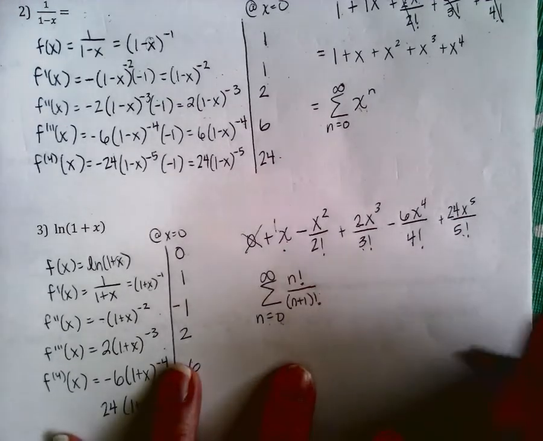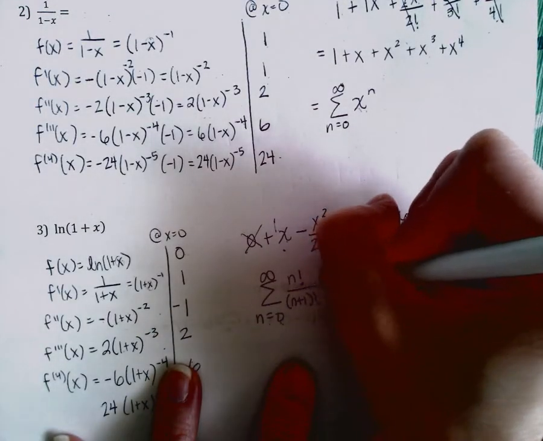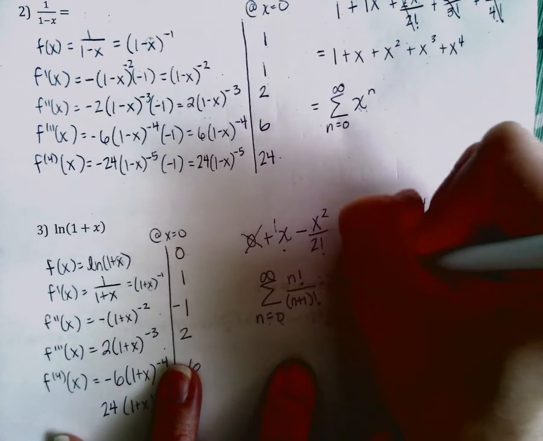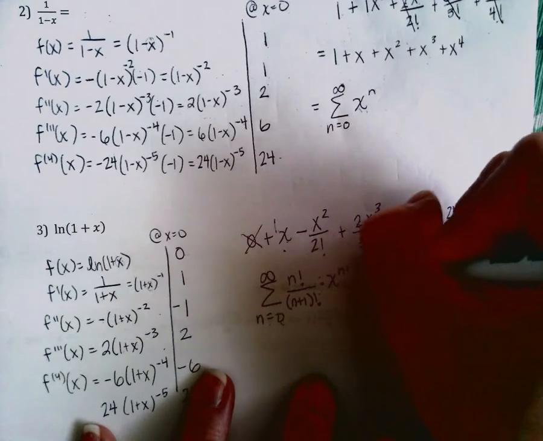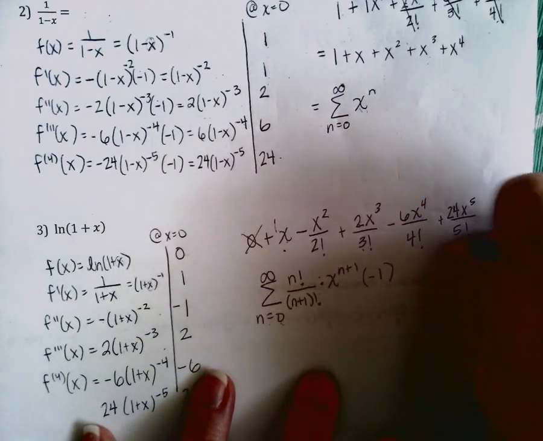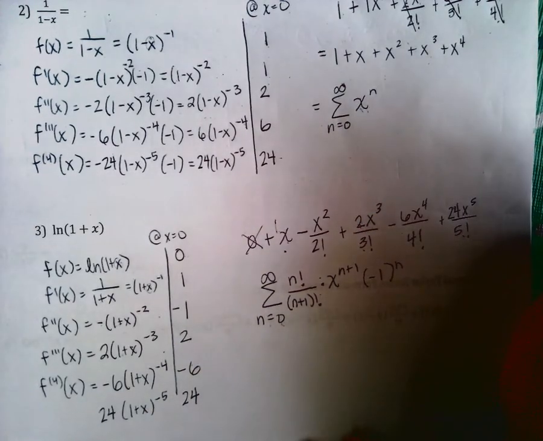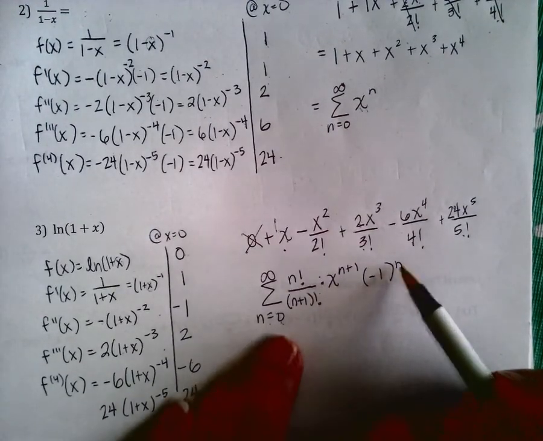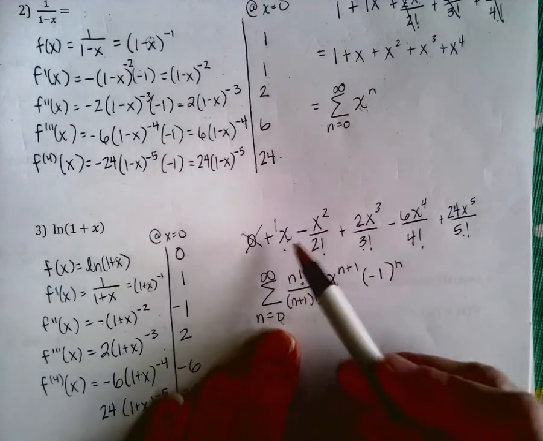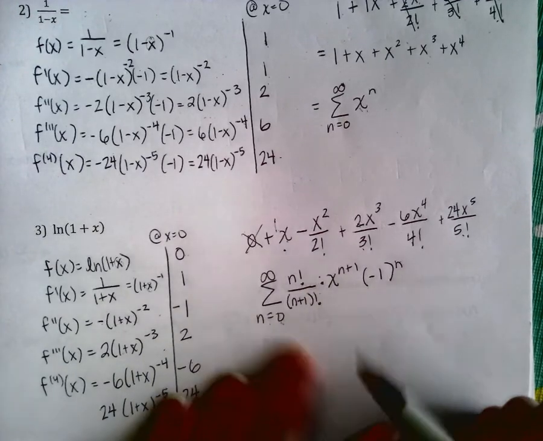And then I have the x to the n plus 1 also. And then I haven't taken care of this alternating bit. So I also need to have negative 1 to the n. Let's see, make sure it should be n or n plus 1. But at n, starting at 0, negative 1 to the 0 power would give you a positive 1. So that should work out.